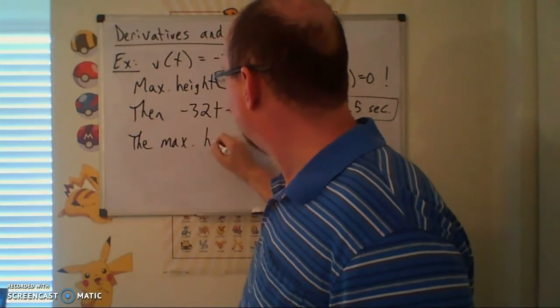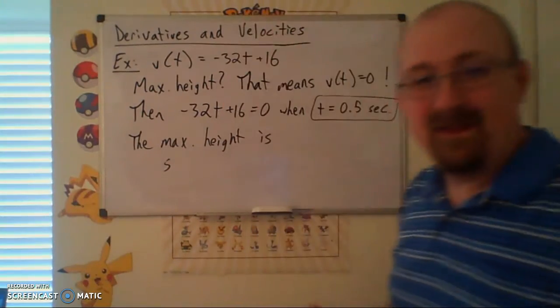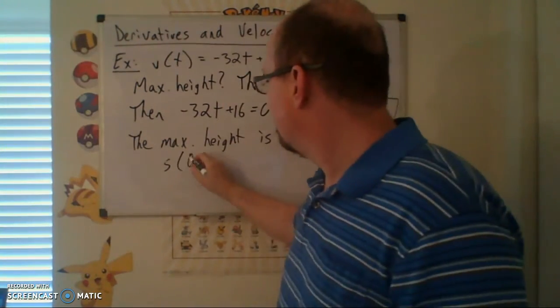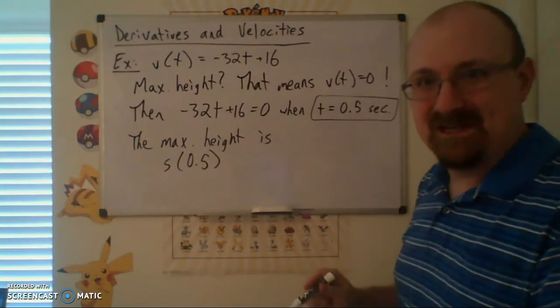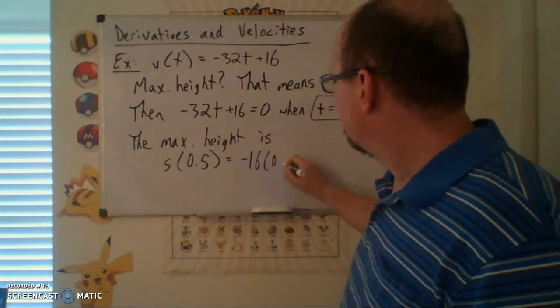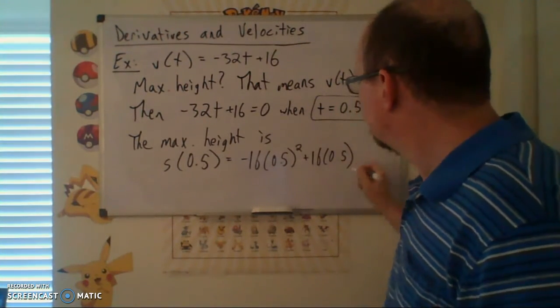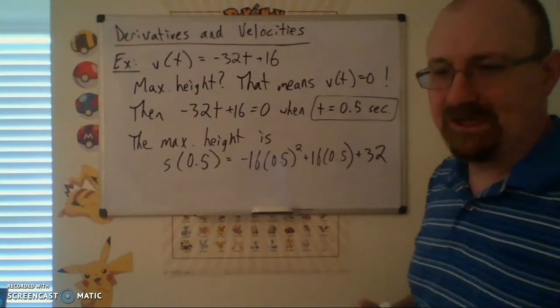If we want the max height, we need to take that value and plug it back into our position function. So instead of plugging it into v of t, we plug it back into s of t, the guy from the previous example. So we have negative 16 times 0.5 squared plus 16 times 0.5 plus 32.